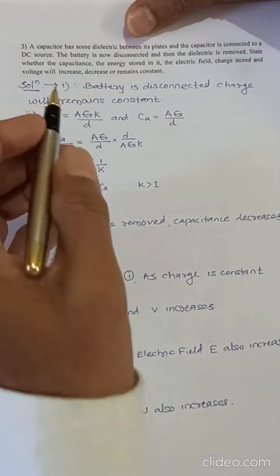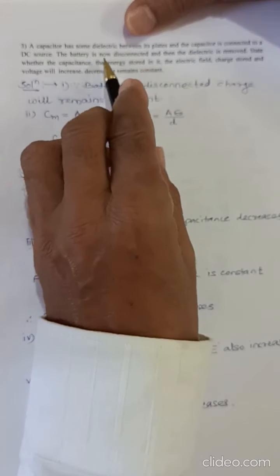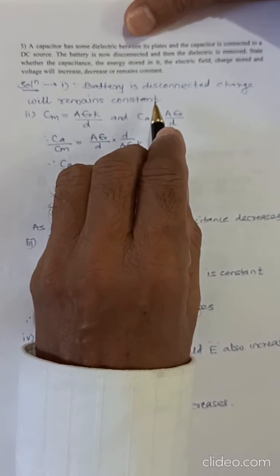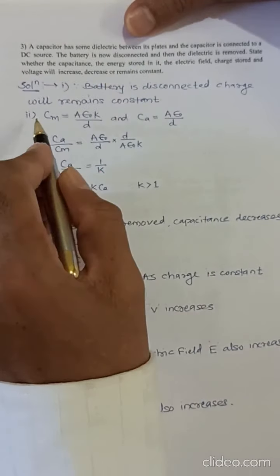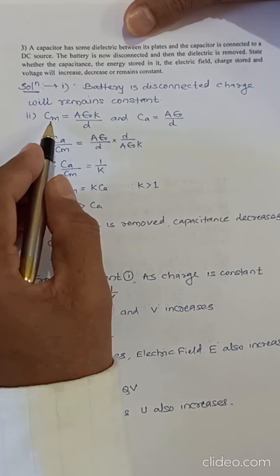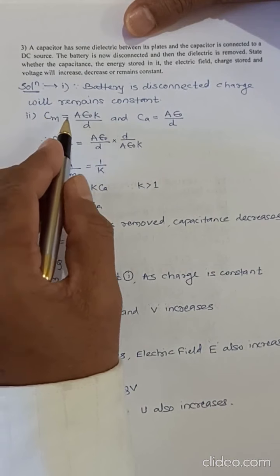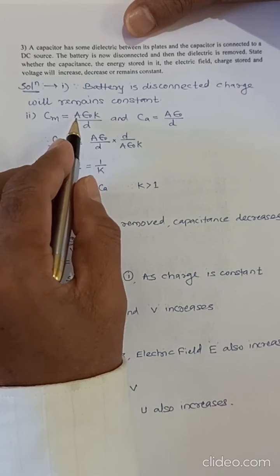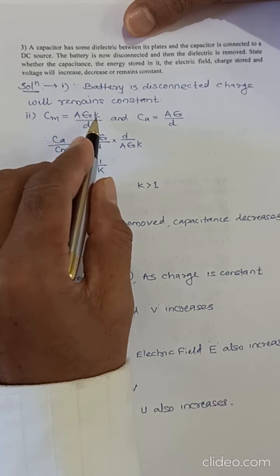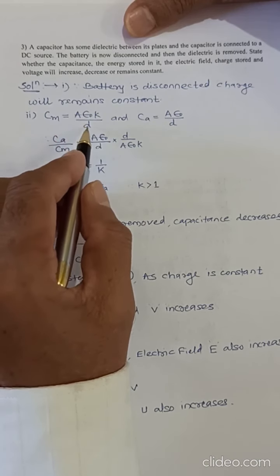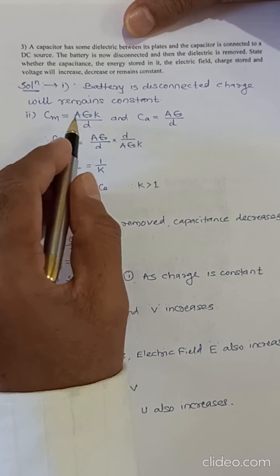So the first one, since the battery is disconnected, charge will remain constant. Second one, we know that the capacity of a capacitor C is equal to A ε0 K upon D, where A is the area of each plate, K is the dielectric constant, ε0 is the permittivity of free space, and D is the distance between the two plates.